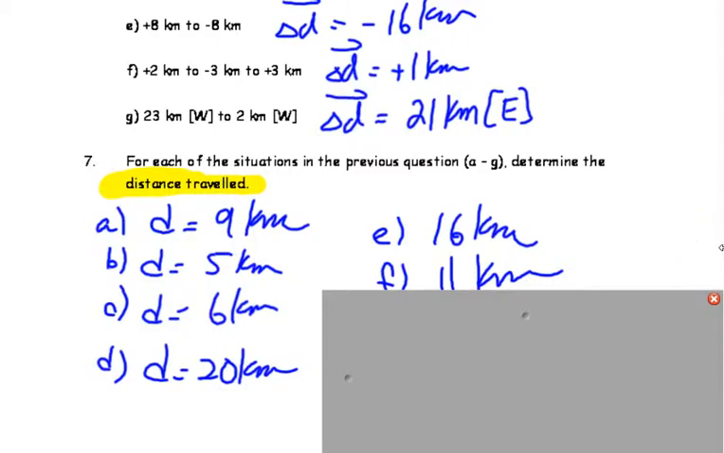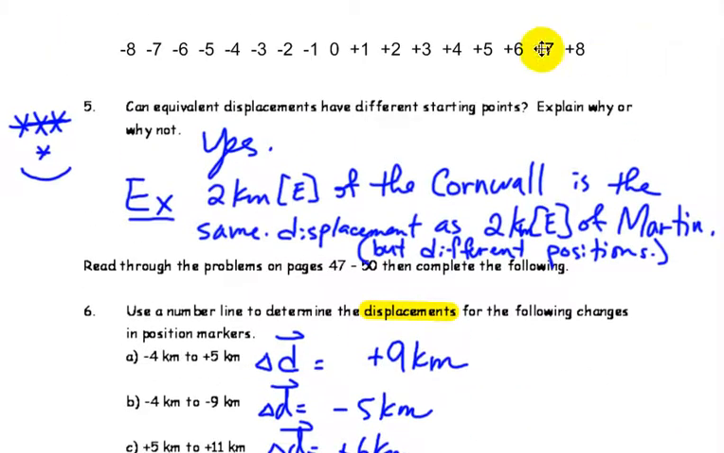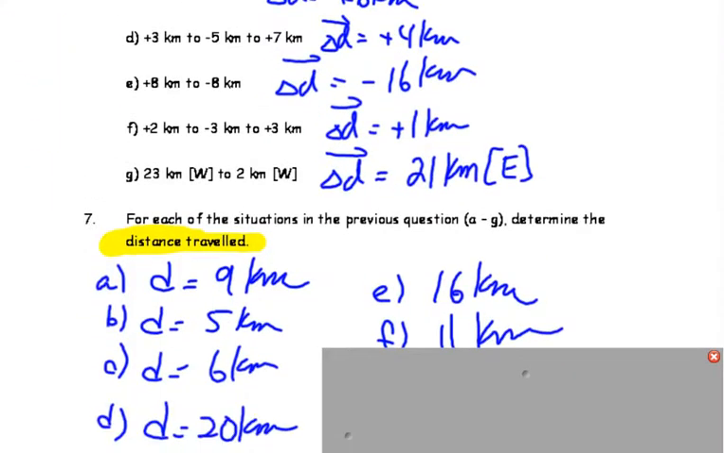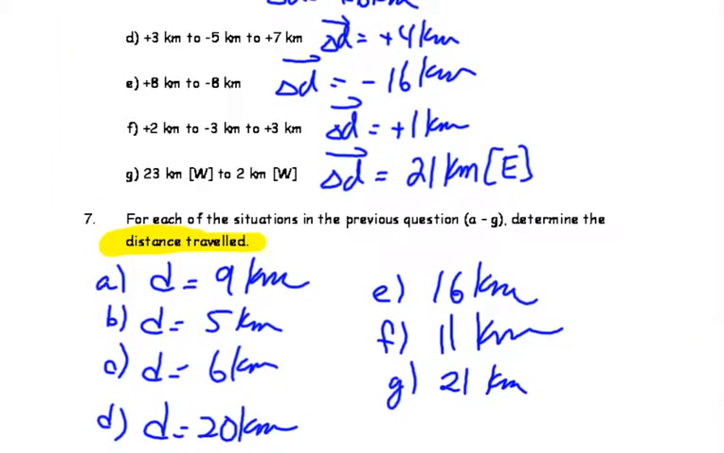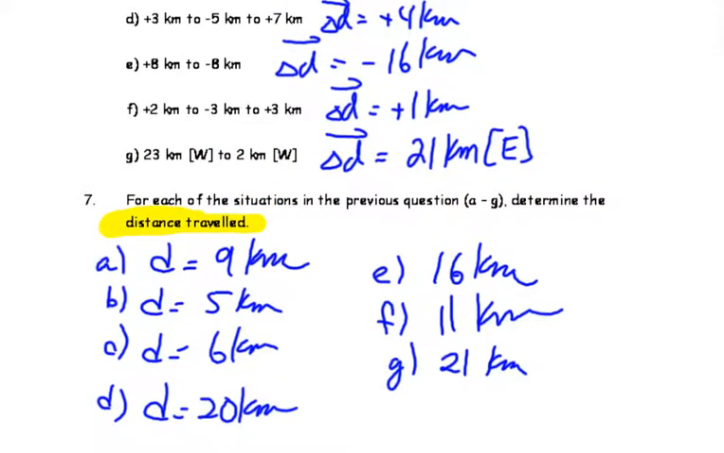F, 2 to negative 3 to positive 3. 1, 2, 3, 4, 5, 6, 7, 8, 9, 10, 11. So it should be a movement of 11. There it is. And then lastly, it's very similar, 21 kilometers east. Okay, so displacement and distance traveled on a number line.